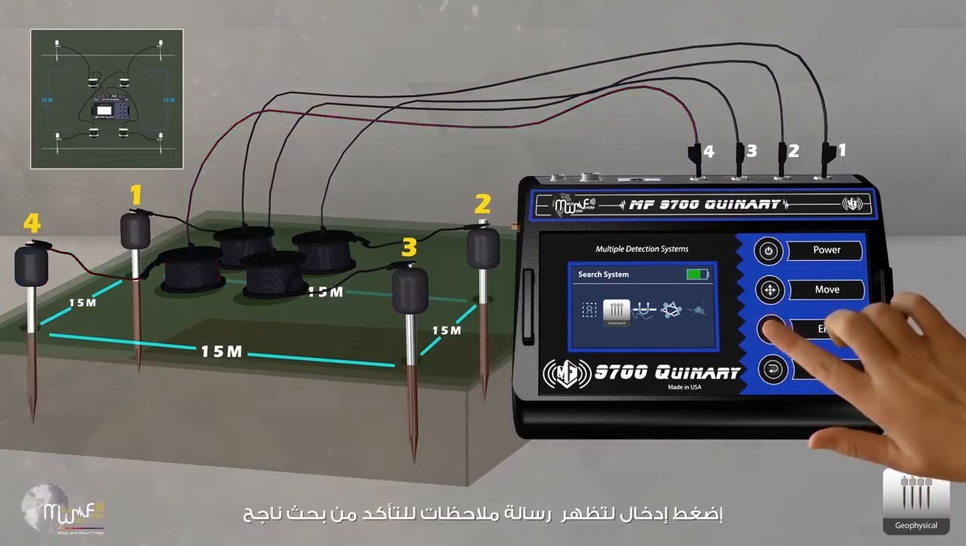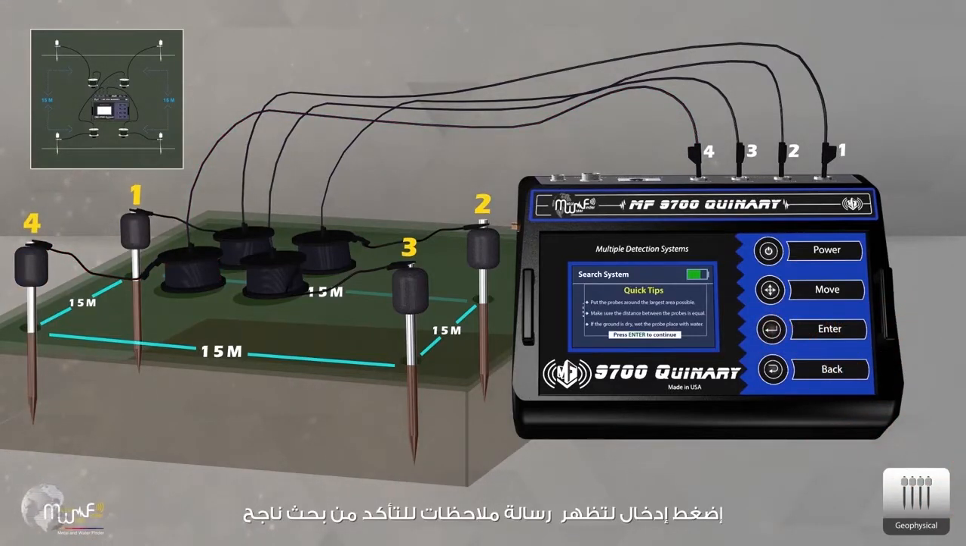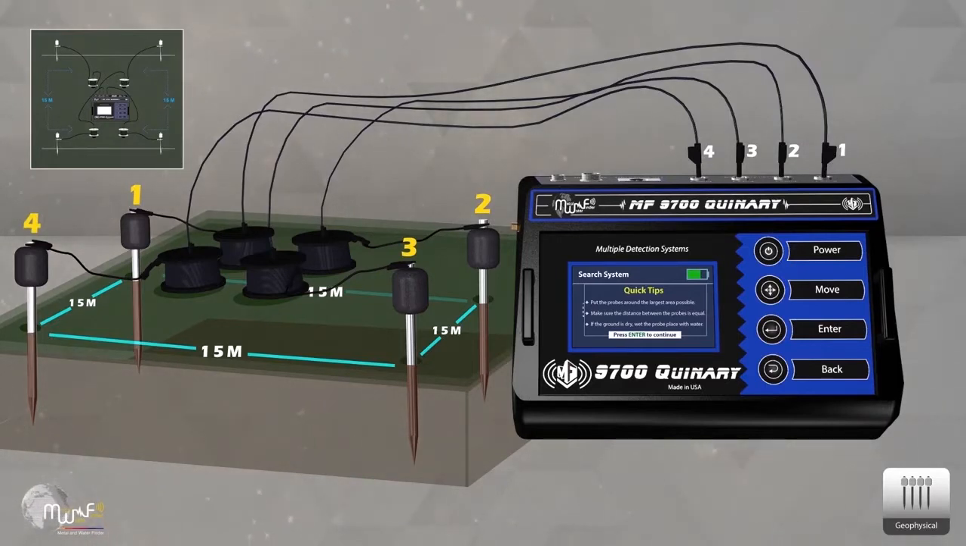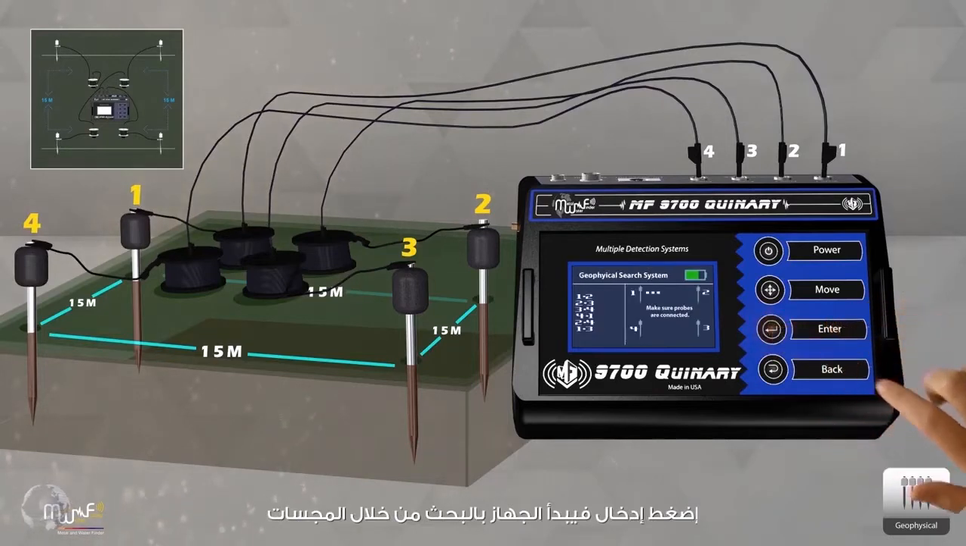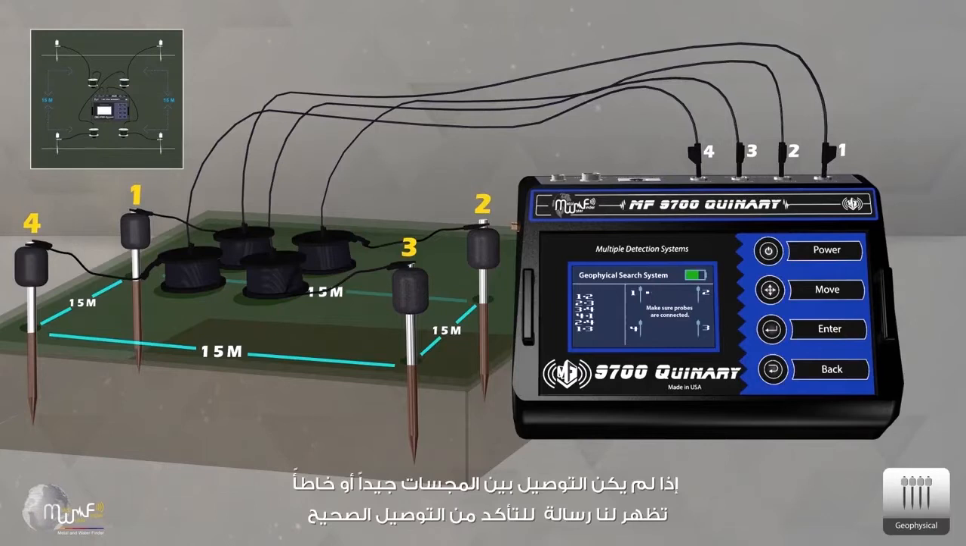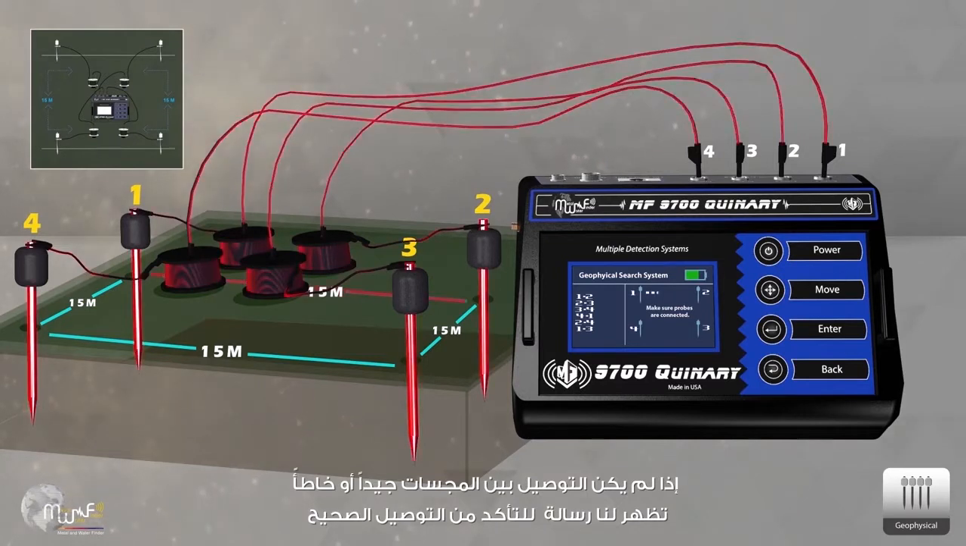Click Enter to display a message stating some recommendations for a successful scan. Choose the type of target to search for: metal, water, or voids. Click Enter and the device will start searching between probes. If the connection between the probes is not good or is faulty, a message will appear to make sure that the electrodes are connected properly.